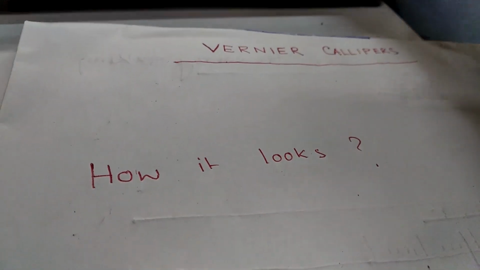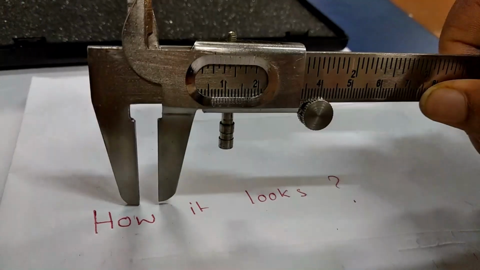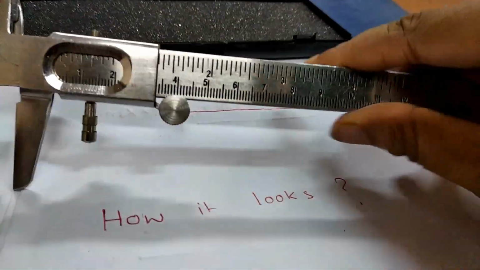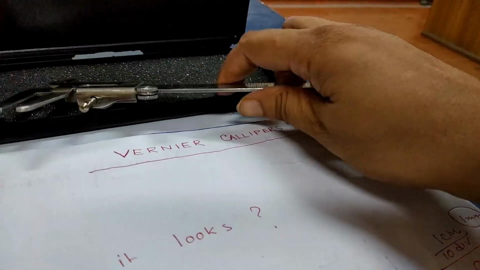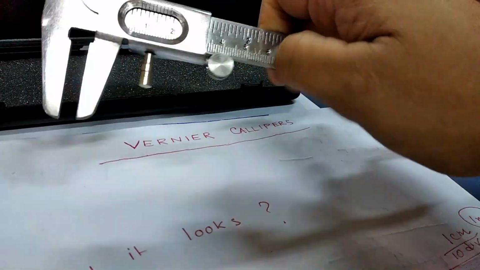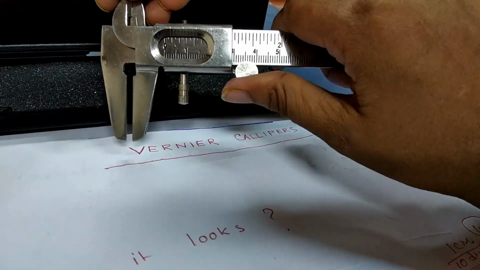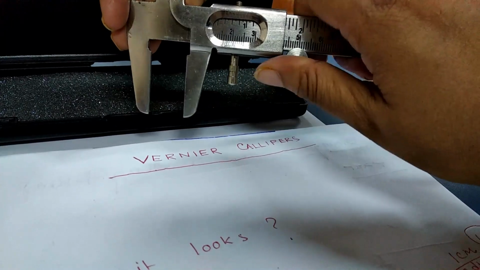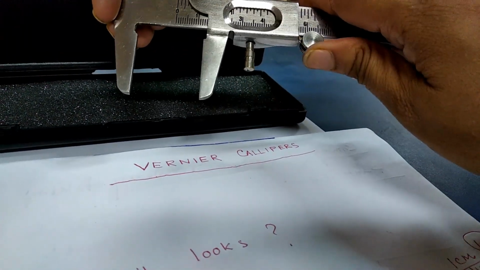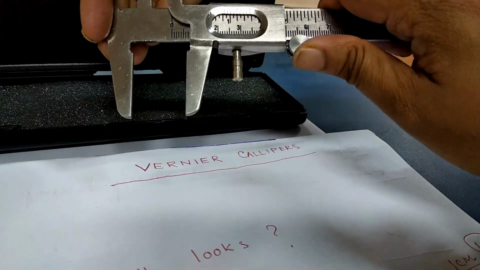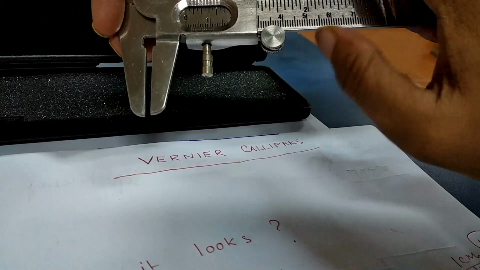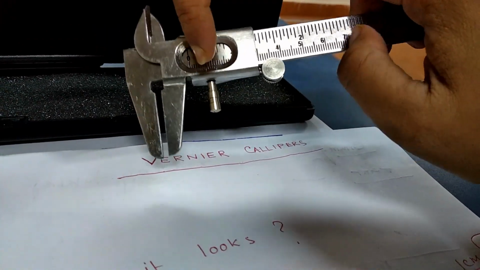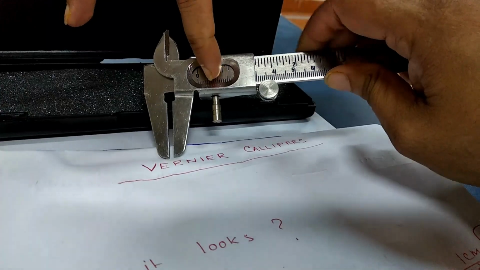How does it look? The vernier calipers just look like a normal scale. You all can see it looks like a normal scale, but here is an addition: a vernier scale that is movable along the main scale. Whenever we take a reading, we consider both scale readings: the main scale reading, running in centimeters, and the vernier scale reading.